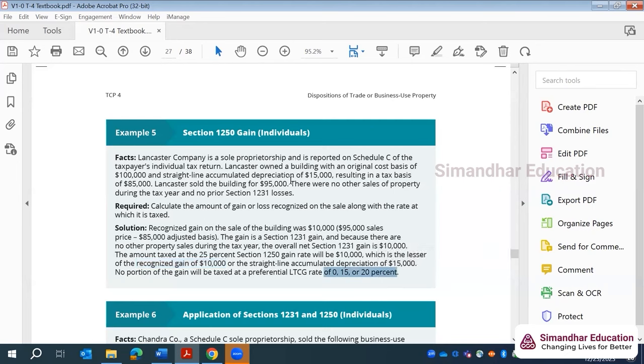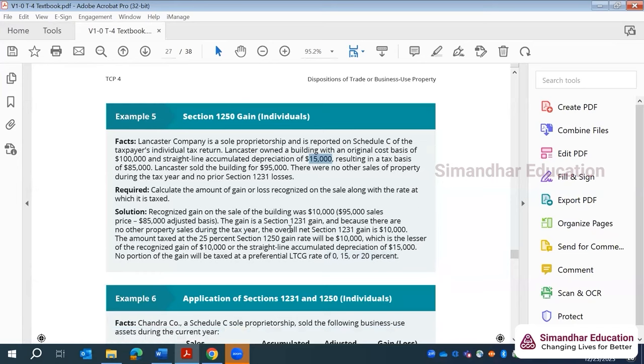Now, I have an adjusted basis of $15,000, right? So the remaining $15,000 of gain pertains to the depreciation that I had taken, because that helped me reduce the basis of the property. Now this $15,000 will be treated as my Section 1250 gain. And how much tax will I pay at an individual level? I will pay a tax of 25% on that gain.